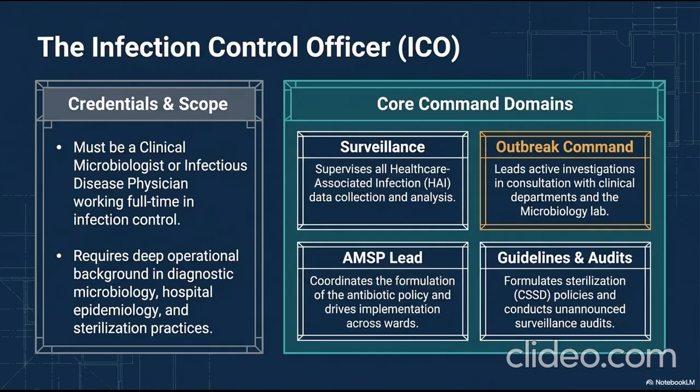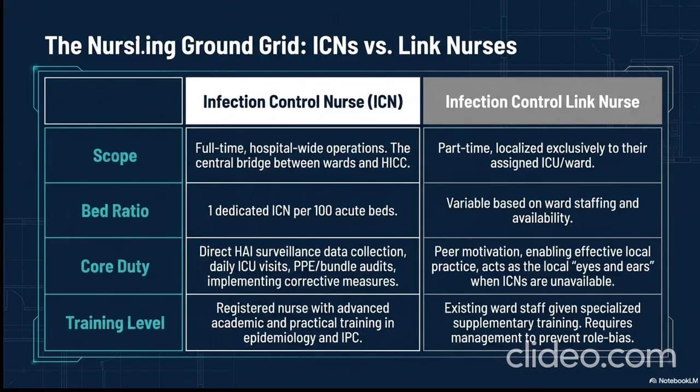Slide 5. Mandated staffing ratios. For a program to be effective, it must meet baseline capacity metrics. We require 1 dedicated infection control officer, ICO, per 1,000 total beds. Nursing ratios are more intensive, 1 full-time ICN per 100 acute care beds, or 1 per 150 to 250 long-term care beds.